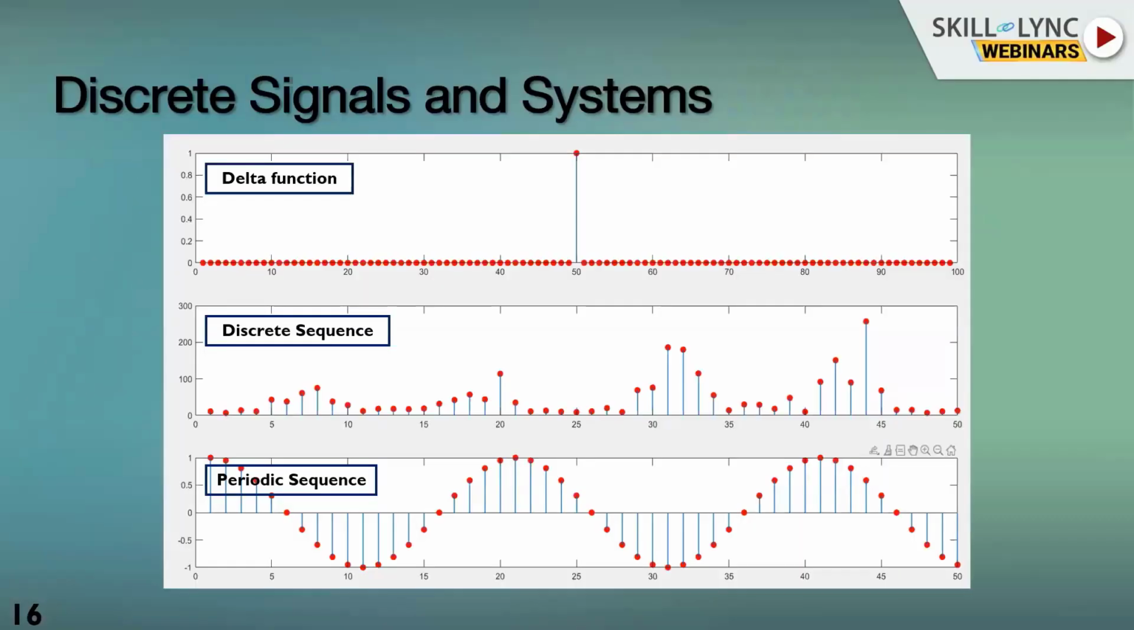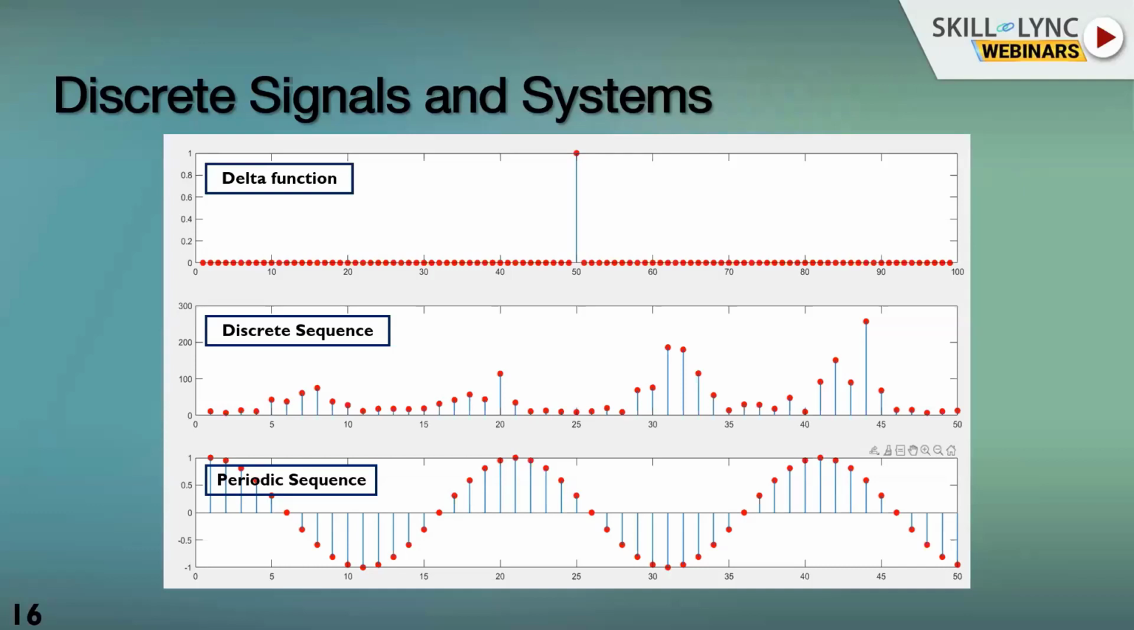Let's look at some of the basic discrete sequences examples. First one is the discrete delta function, which I am showing here. All discrete sequences are the sum of time shifted and scaled versions of discrete delta functions.